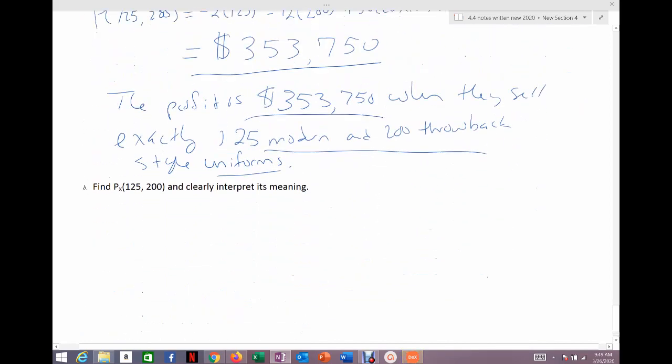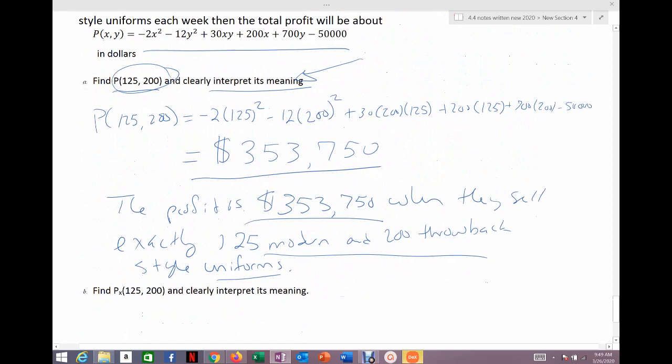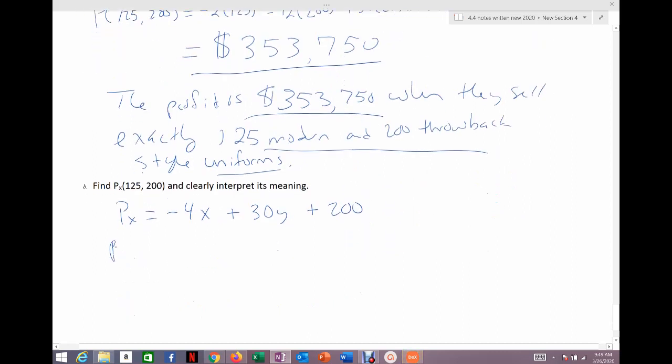Now we're going to use the derivative. I've got to look at my original function and find its derivative with respect to X, so P sub X. Again, I only take the derivative of the X values. So there are only 3 X terms. Negative 2x squared gives me negative 4x. The next term zeroes out because there's no x value. Then for the 30xy, its derivative is 30y because those are constants and the x's derivative is 1. And then the last one was 200x, so 200. Then we plug in our value.